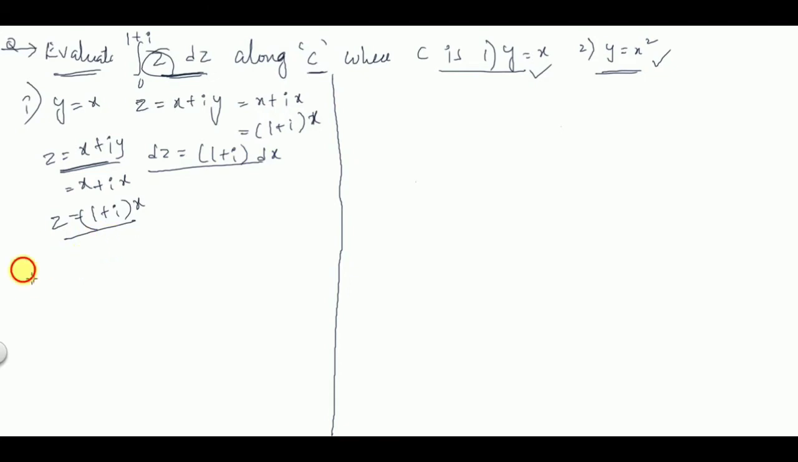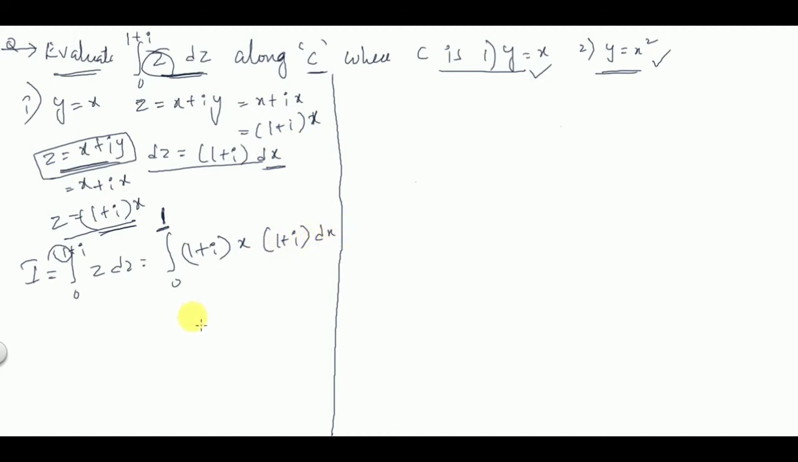So the given integral from 0 to 1 plus i of z dz now becomes integral 0 to 1. Why 1? Because your integration is with respect to x, and x is the real part of 1 plus i. The real part of 1 plus i is 1, so the limits change. What is z? z is (1 plus i) x, because z is x plus iy and y is equal to x. And dz is again (1 plus i) dx.